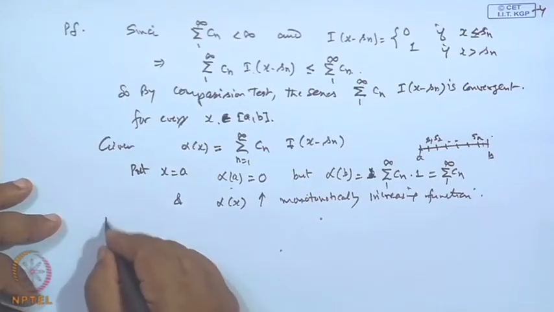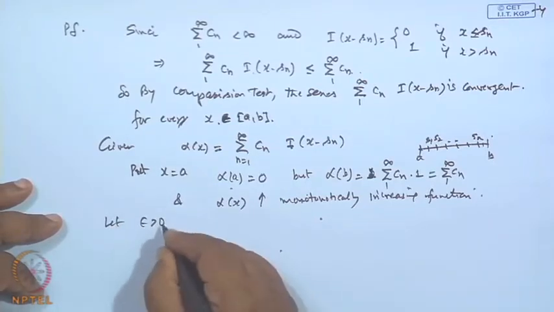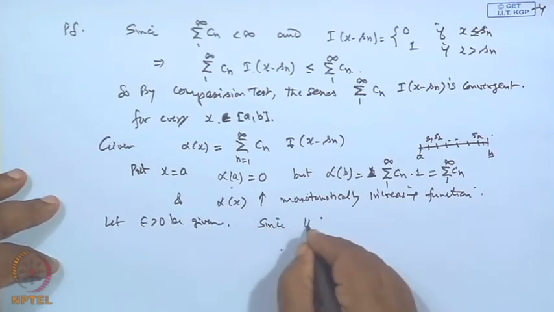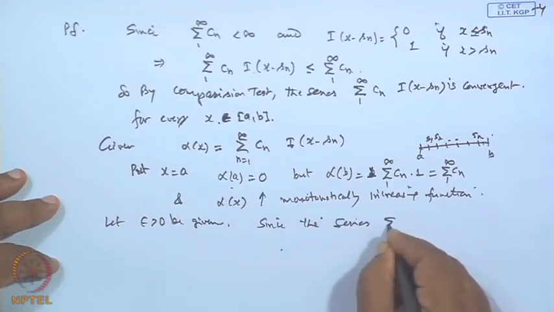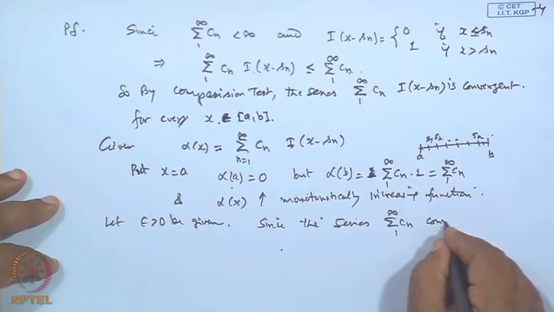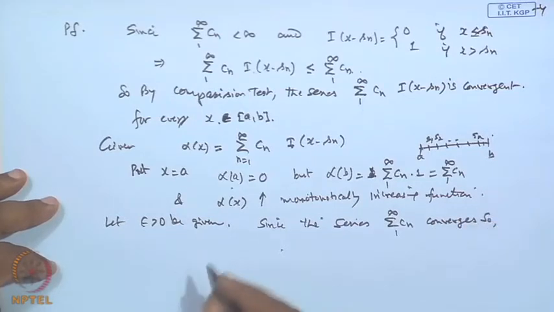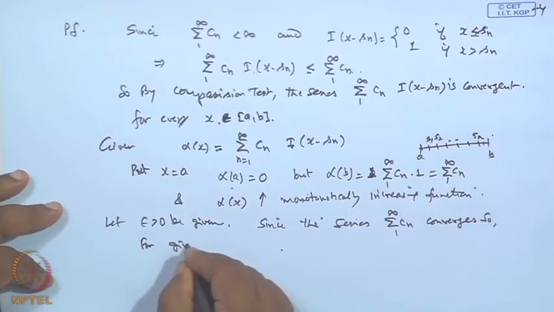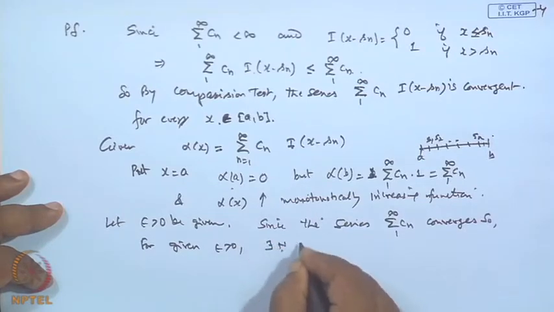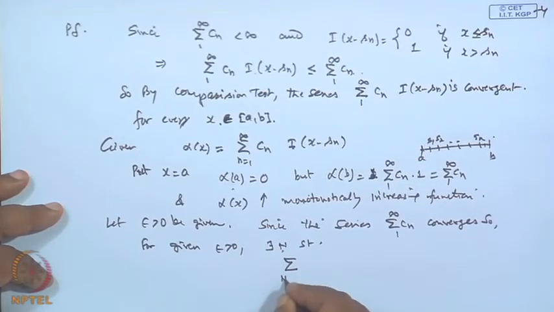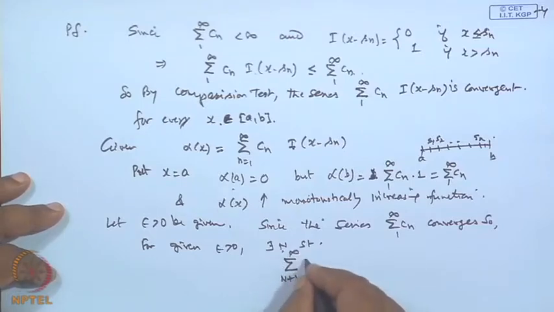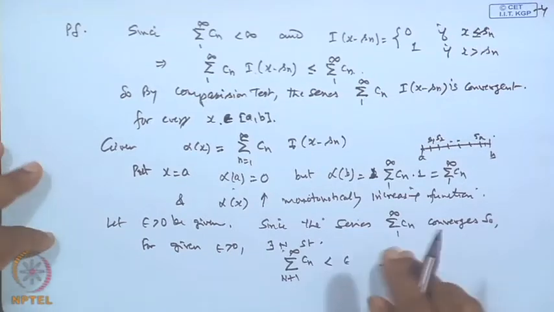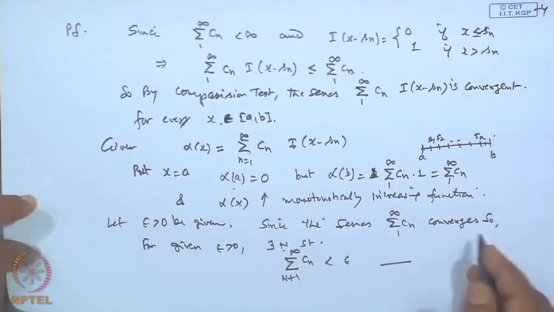Now, let epsilon greater than 0 be given. Since the series sum of C_n from 1 to infinity converges, the remainder term of the series can be made small. So, for given epsilon greater than 0, there exists an N such that the sum of the series from N plus 1 to infinity of C_n will remain less than epsilon, because by the definition of convergence, the remainder term of the series is small. So, this is less than epsilon.